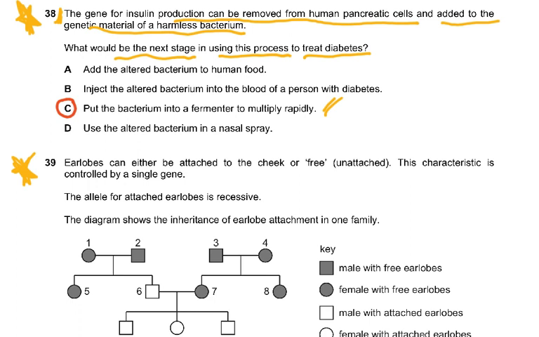So you've added it to the plasmid, and you've got this inside the bacteria. Now, what do you need to do? Now, you need to identify these bacteria and then put them in a fermenter to multiply rapidly so that they can produce more and more insulin.